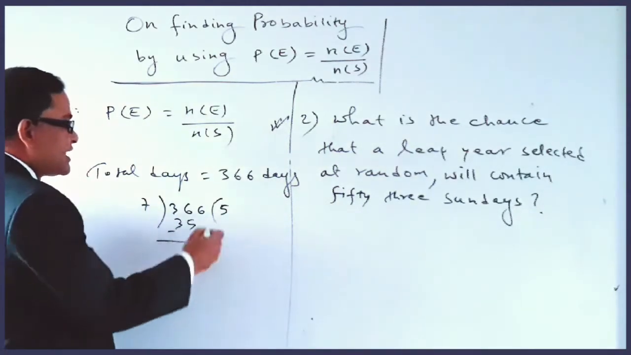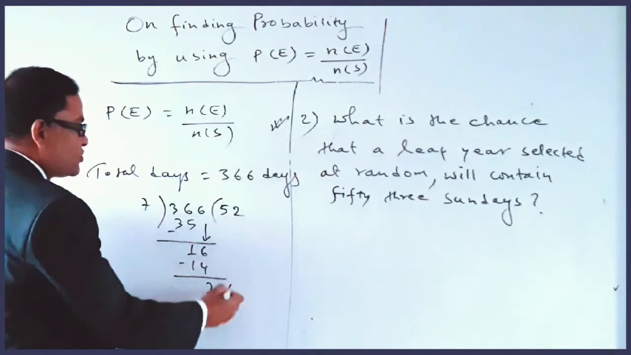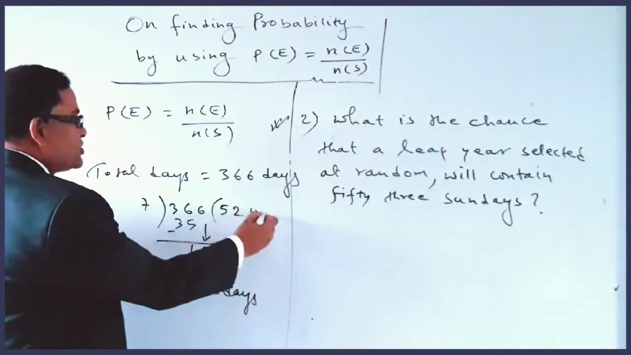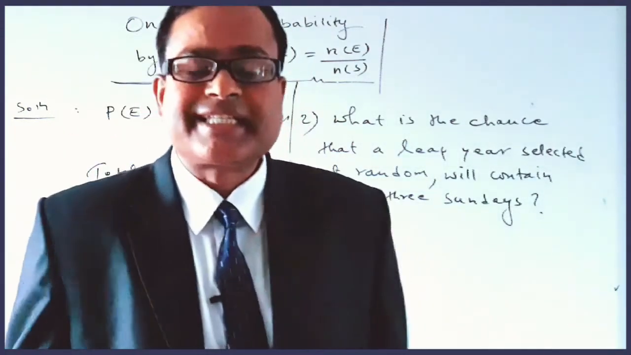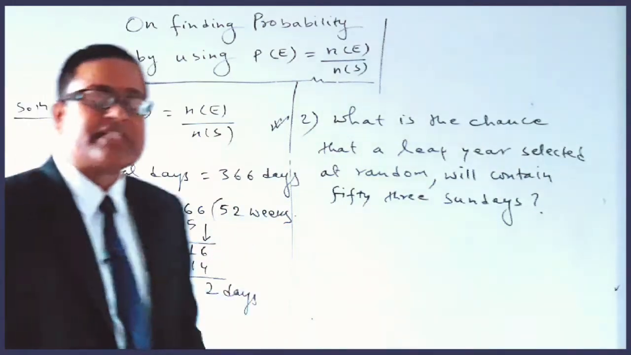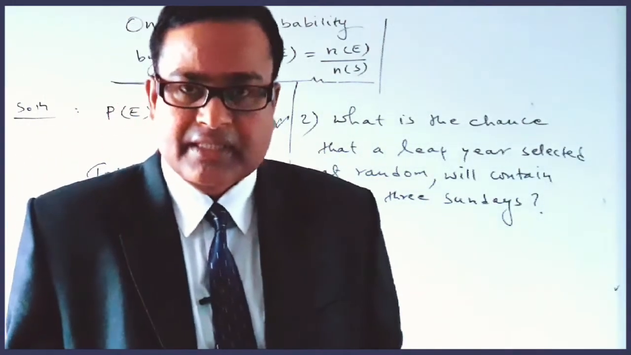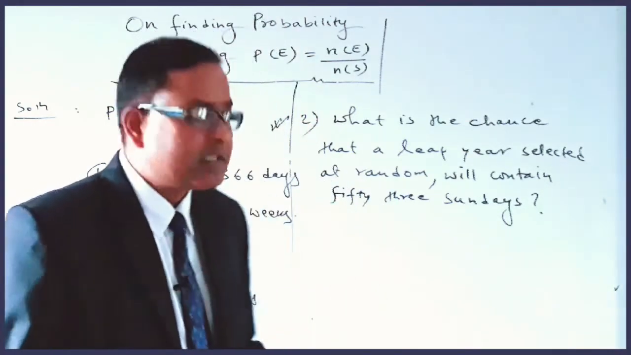6 minus 5 is 1, and 6, so 7 to the 14. That means 2 days and 52 weeks. So dear students, out of 366 days in a leap year, we have got 52 weeks. That means in 52 weeks there will be 52 Sundays.